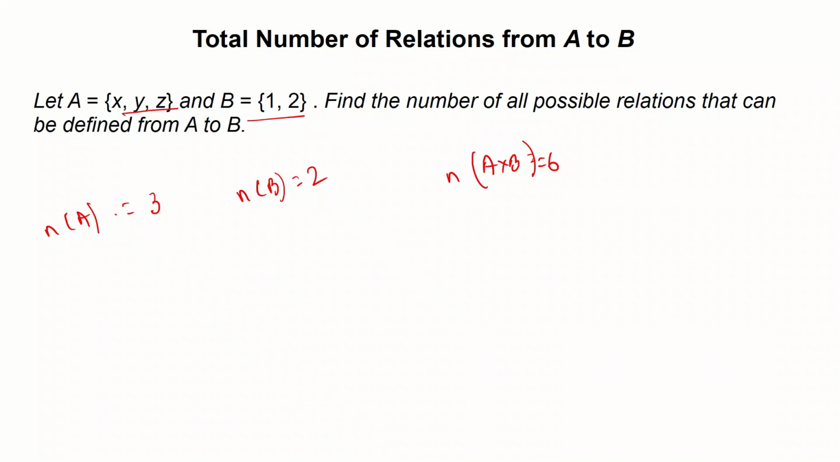So how many subsets you can make from A cross B? We have already discussed that. That's the number of elements in the power set. So it is 2 to the power of 6, which is equal to 64. So there can be 64 relations that you can define on your own from these two given sets.